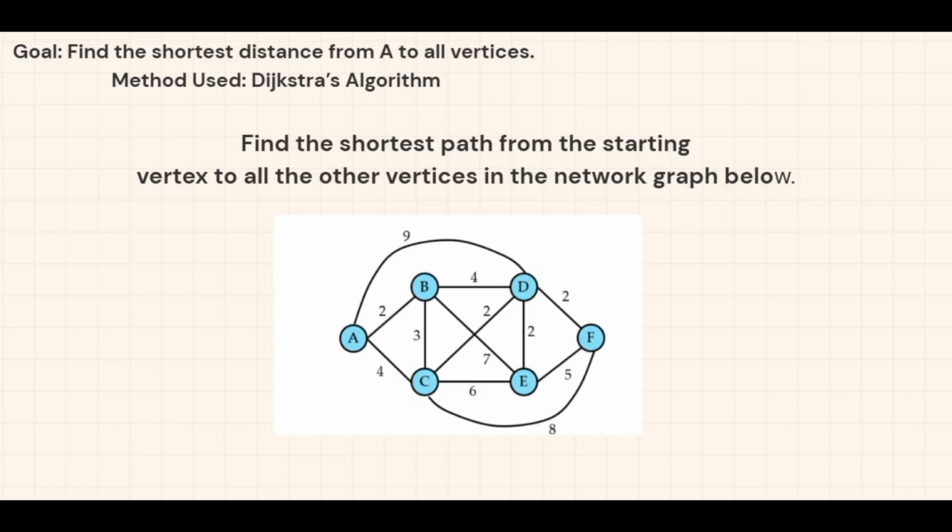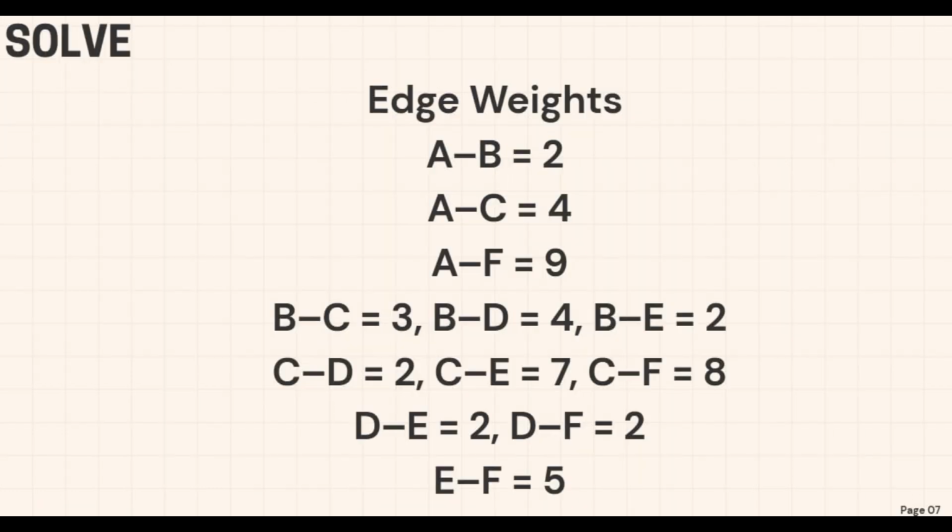And I'm going to show you how to solve the shortest path problem from vertex A to all other vertices using Dijkstra's algorithm. From the diagram, we look at every connection between vertices and the distances between them. These distances are the weights.